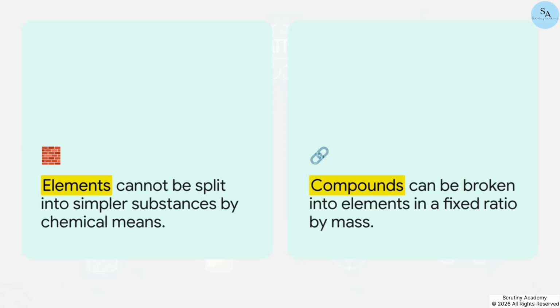Let's look at how this builds the absolute bedrock of chemistry. Elements are the purest of the pure. They literally cannot be split into simpler substances by any chemical means. Compounds, though, they can be broken down into elements. But, and this is a big but, only at a strict fixed ratio by mass. If you mess with that mass ratio even a little bit, boom, you destroy the compound. This strict, unyielding mathematical relationship perfectly sets the stage for what chemists call the law of definite proportions.